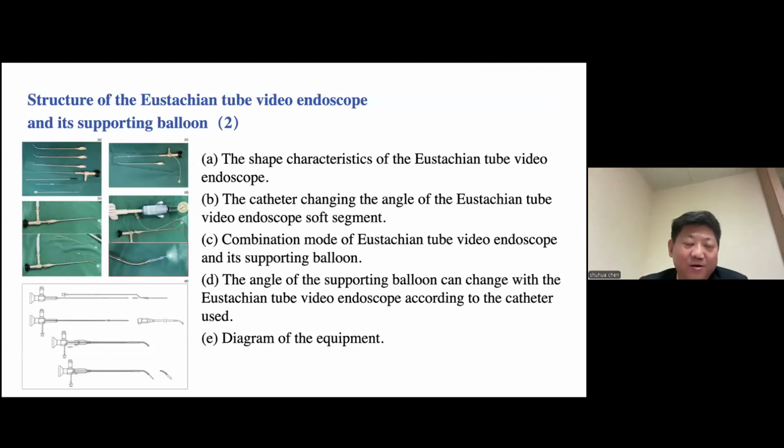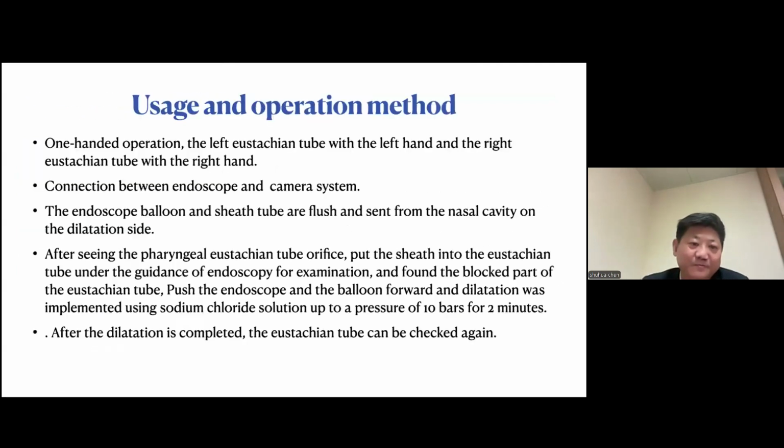Here's four pictures. The A is showing characteristics of the extension tube radio endoscope. B is catheter channeling the angle of the extension tube radio endoscope soft segment. The C is comparison model of the extension tube radio endoscope and its supporting balloon. The angle of the supporting balloon can change with the extension tube radio endoscope according to the catheter use. The below is the end of the equipment. Use and operation methods.